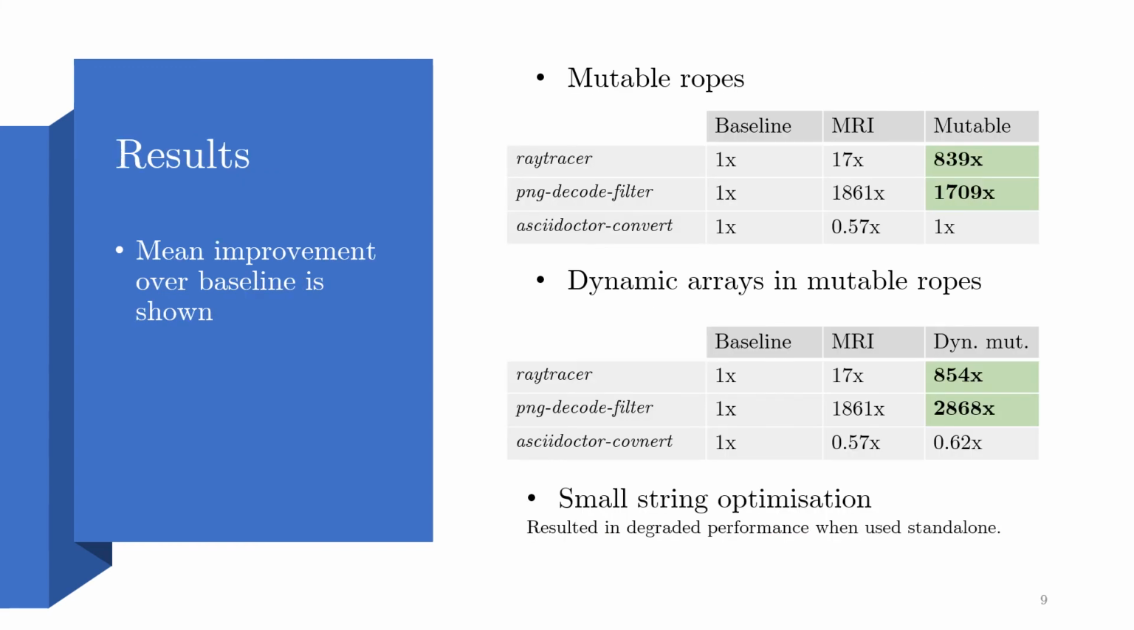With the mutable rope implementation enabled, the execution time of the ray tracer benchmark mentioned in the user report was improved by more than 800 times over the baseline TruffleRuby implementation. Other string-intensive benchmarks were used to control for and detect performance degradation in other parts of the implementation. The dynamic array implementation had mixed results and resulted in increased performance in some benchmarks and lower performance in others. Finally, the small string optimization did not result in any performance improvement when used standalone.